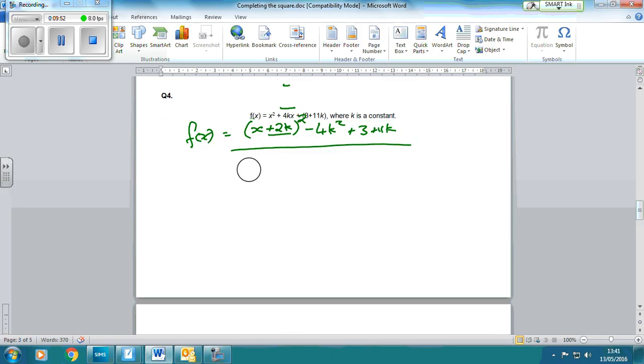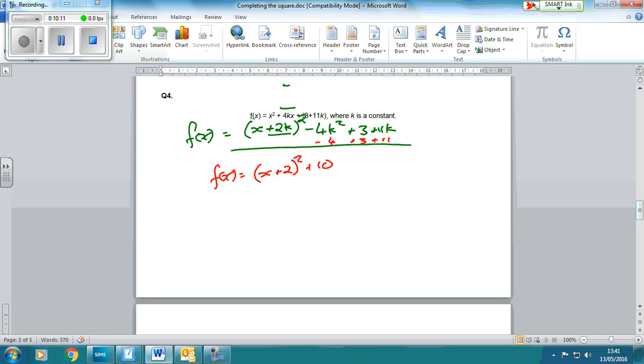So that's going to look like f of x equals (x plus 2) squared, that's going to be minus 4 plus 3 plus 11. So plus 3 plus 11 minus 4. So that's going to be plus 10.